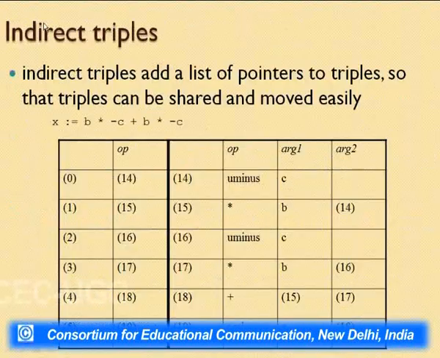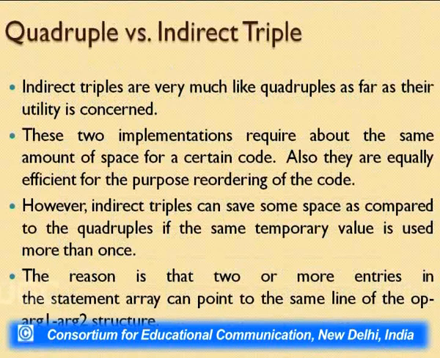But by doing indirect triples, we are actually coming back to the same situation as quadruple. We are in fact having more columns. We can see 1, 2, 3, 4, and then we have the statement part also. So it has come back to something similar to quadruple. It's not wrong to say indirect triples are very much like quadruples as far as their utility is concerned. These two implementations require about the same amount of space for a certain code. Also, they are equally efficient for the purpose of reordering of the code.